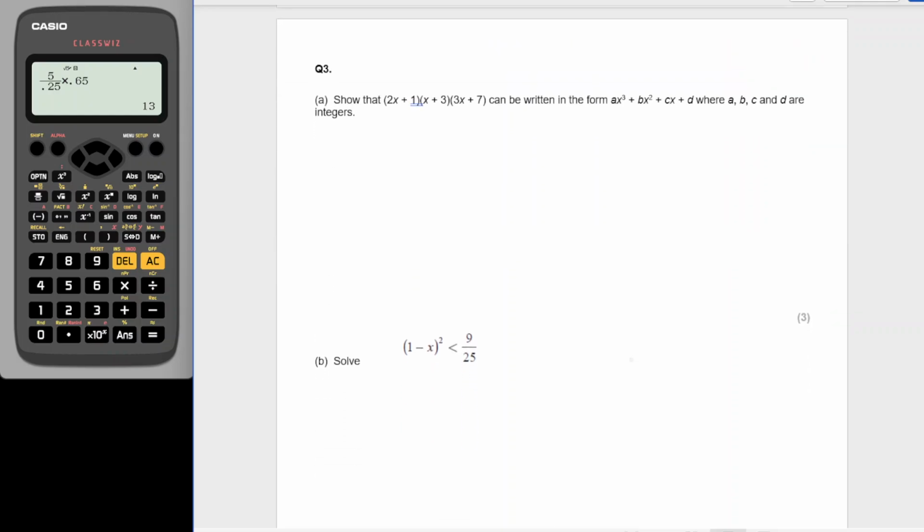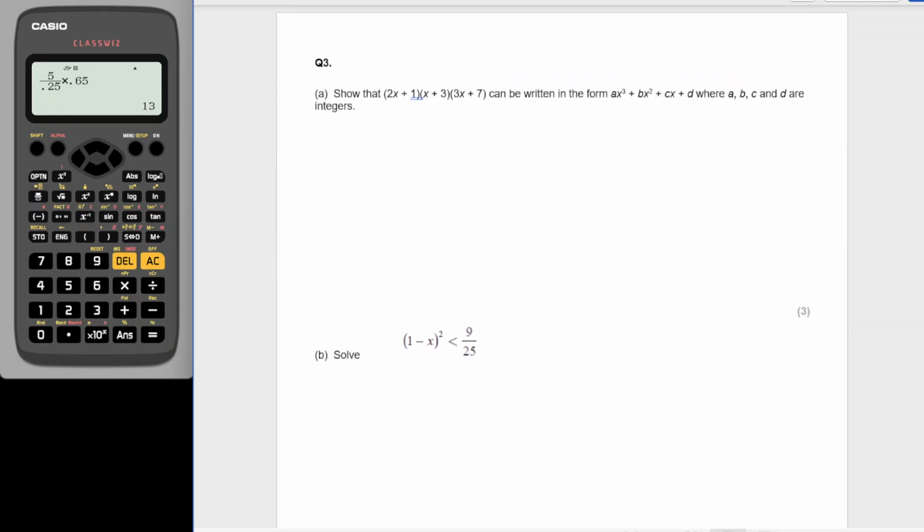Right, question 3. Show that can be written in the form, so we're expanding a triple bracket. When I'm expanding a triple bracket, I will always save the easiest bracket for last. I'm less likely to make mistakes when I'm multiplying the final bracket, which is going to be the most complicated one because there'll be 3 terms that I need to look at. So I'm just going to concentrate on the back 2 brackets.